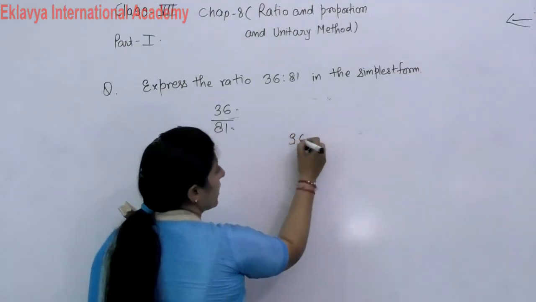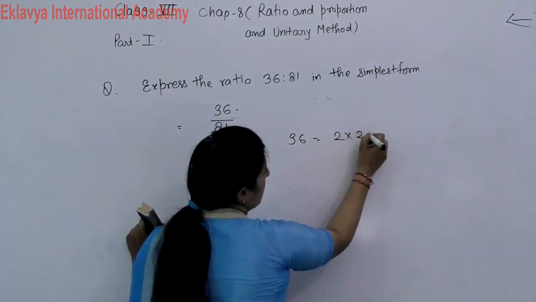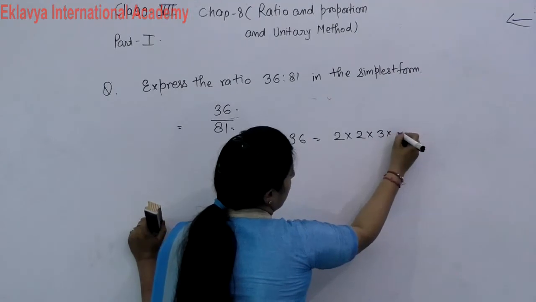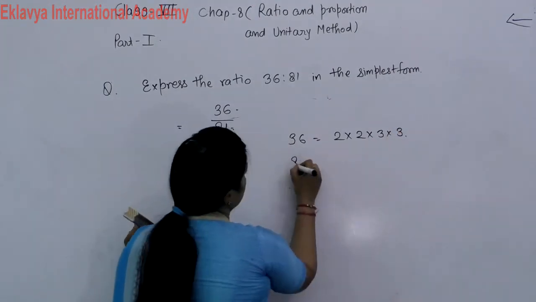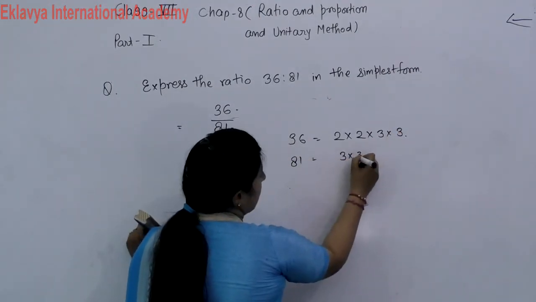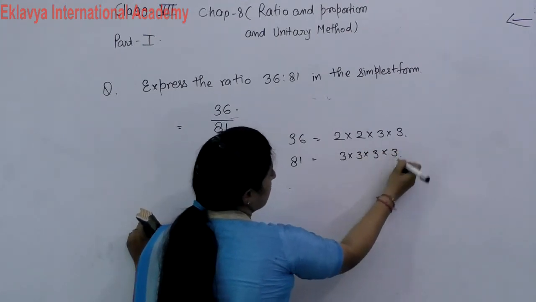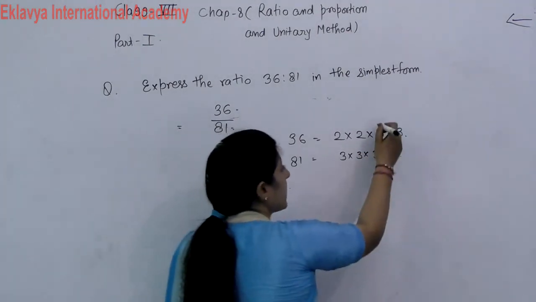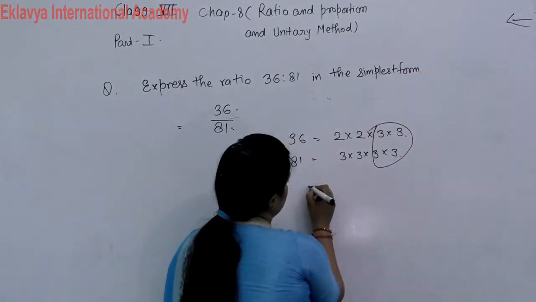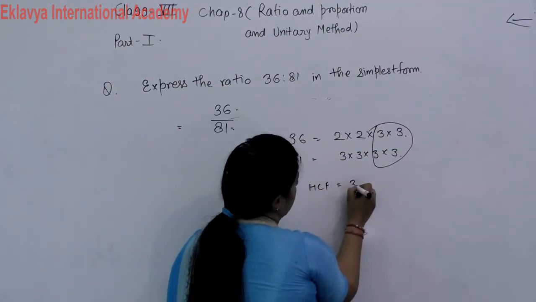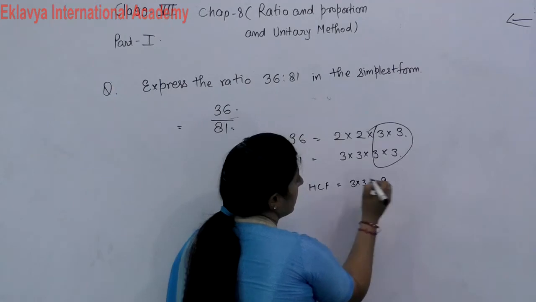36 is equal to what? 2 2s are 4, 3 4s are 12, 3 12s are 36. 81: 3 3s are 9, 3 9s are 27, 3 27s are 81. What is the HCF? 3 into 3, that is equal to 9.